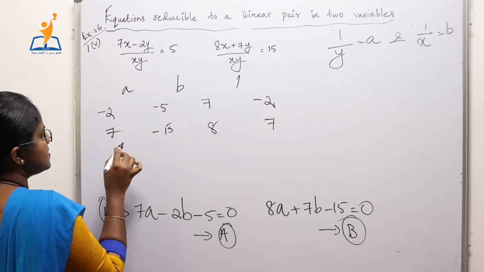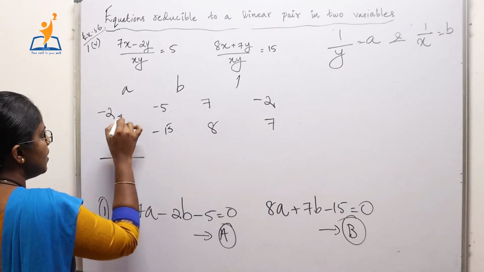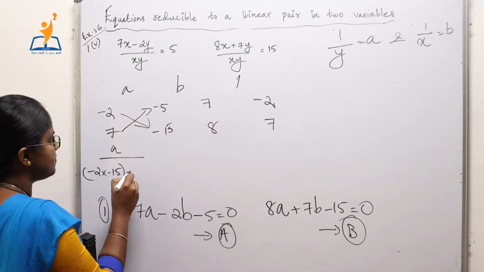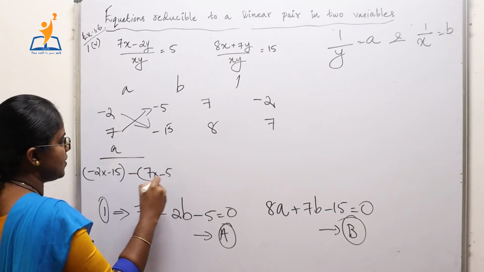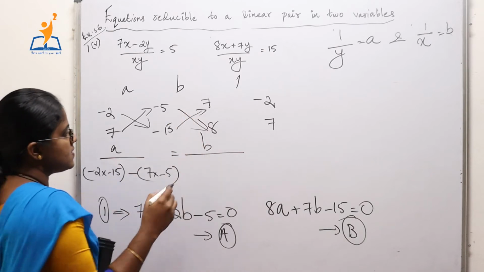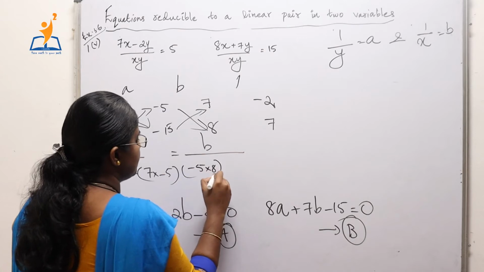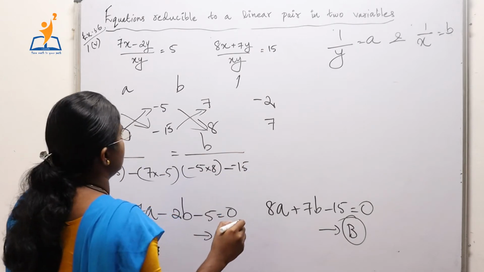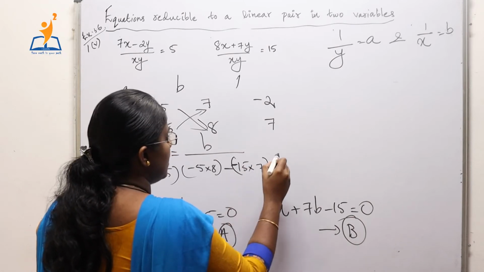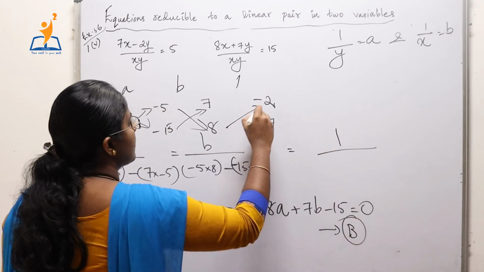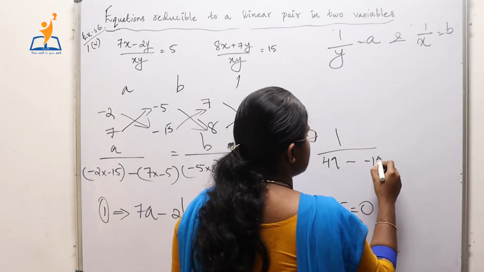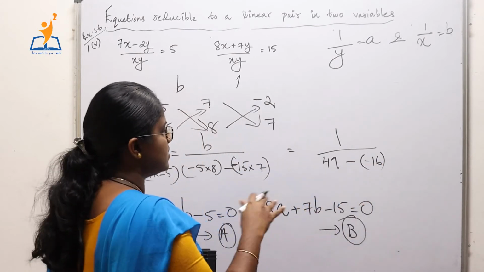Now we want to solve this, that is a by cross multiplying these, we will get minus 2 into minus 15 minus 7 into minus 5, which is equal to b by cross multiplying these, that is minus 5 into 8 minus 15 into 7. That's it. Now which is equal to 1 by 7 sevens are 49 minus 8 into minus 2 is minus 16. So this is the case.